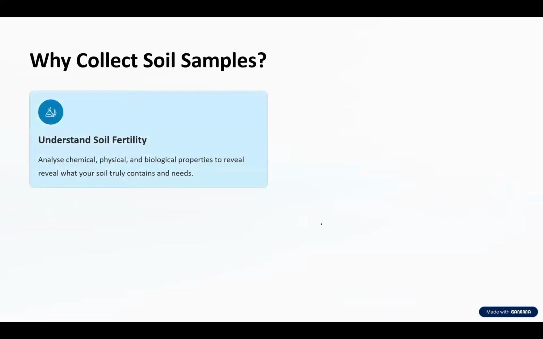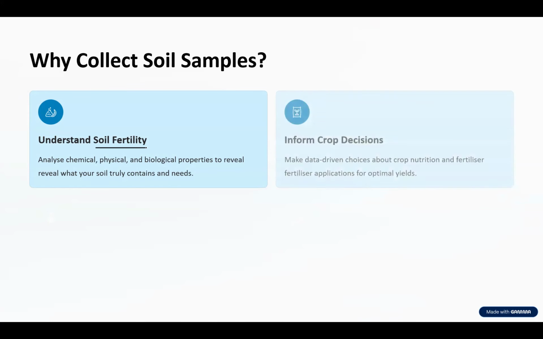Very first, to understand the fertility status. So we need detailed information. What is the status of fertility? What is the status of nitrogen? What is the status of bulk density? There are many other biological and chemical properties we want to study. That's why, to understand soil fertility status, we need to collect the soil sample.